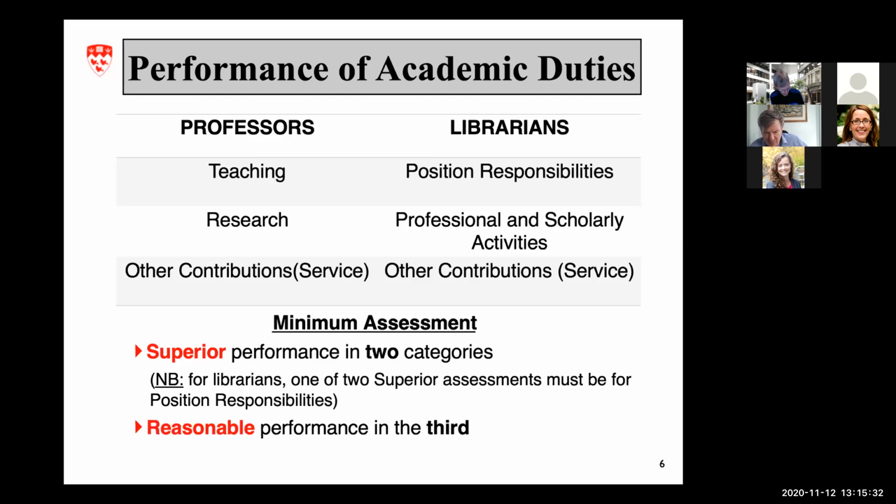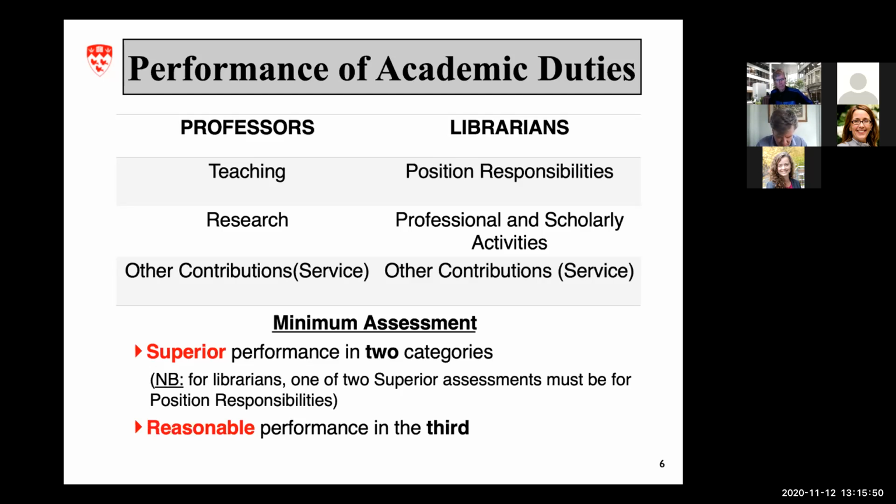So I think people who are here on the LTC know that, but librarians are a little bit different because there is a singled out category of academic duty where at least one of the superiors has to be in that area, particularly position responsibilities.